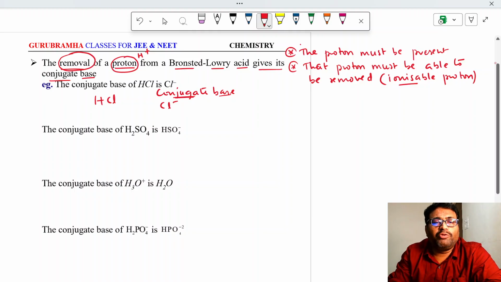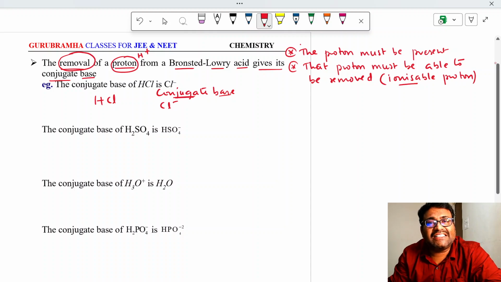So, to remove a proton from a substance, that substance should contain a proton, and that proton must be an ionizable proton. It should be able to be removed. Some substances contain protons which cannot be ionized. That point is important. So if you want to know the conjugate base of a particular substance, then if you remove a proton, the remaining species is called a conjugate base.